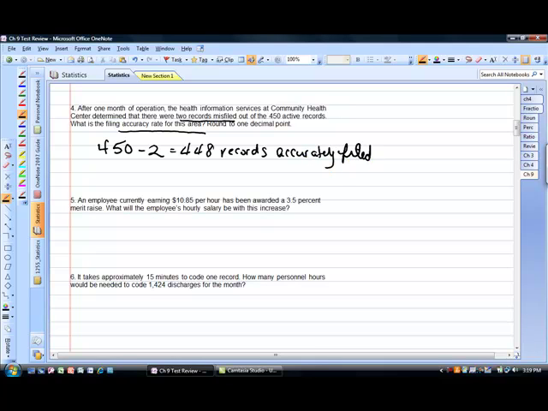And since it's asking us about the accuracy rate, we're going to put the 448 accurately filed records, multiply that by 100, put it over our 450, and that gives us 99.6%.